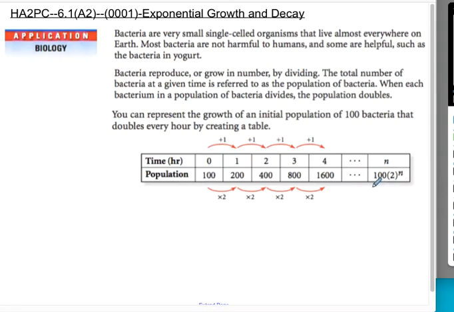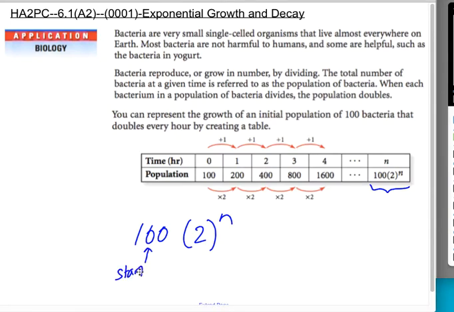So you'll see this formula right here: 100 times 2 to the n. We're going to spend a lot of time doing this in this chapter. The 100 is the starting population, which we'll often hear called the initial population. And the 2 is because this quantity doubles every hour. That's why it's a 2, because it doubles. So we're going to spend some time talking about exponential growth and decay in this section.